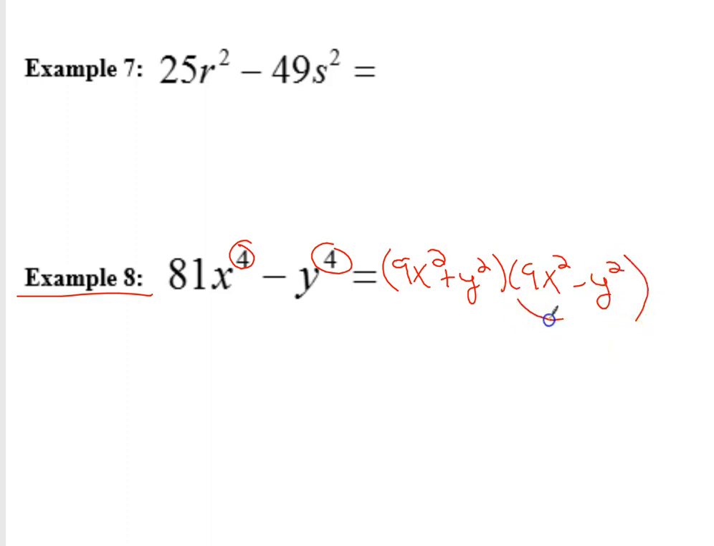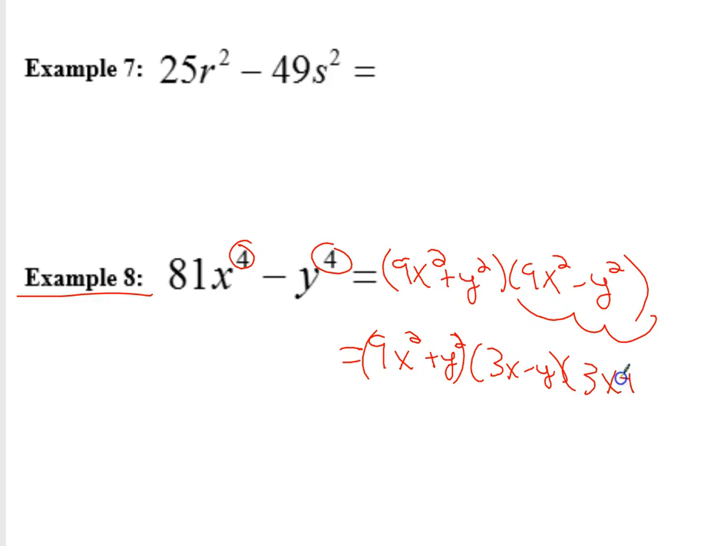So the tricky part here is that we have to realize that this is going to be a perfect square also, which is going to then factor into 9x squared plus y squared, and then 3x minus y, and then 3x plus y. Okay, so go ahead and stop this video and then move on and watch the next one to finish up our notes.